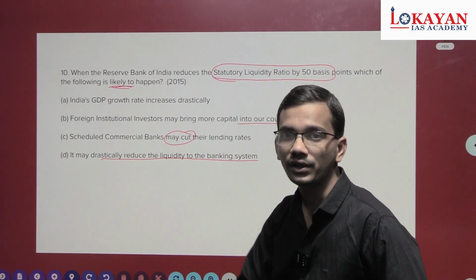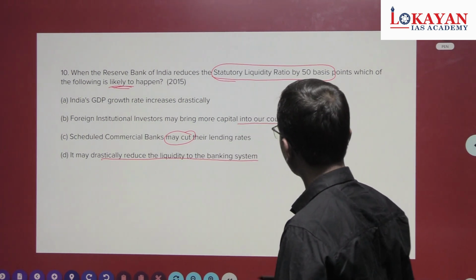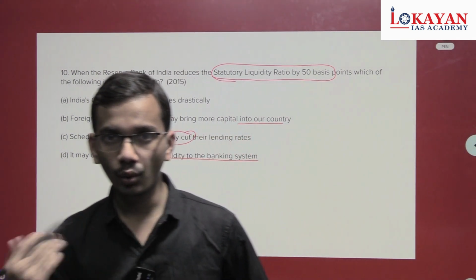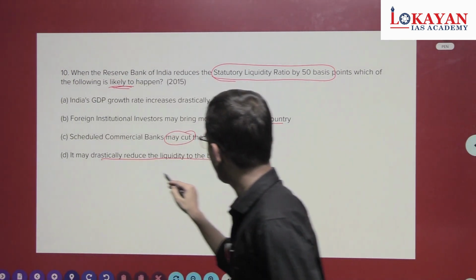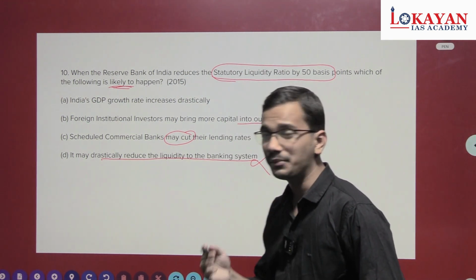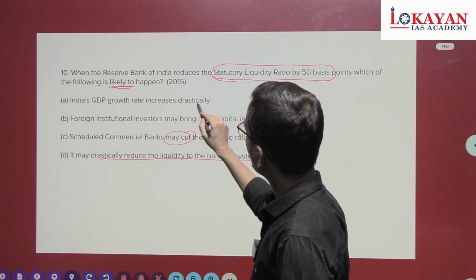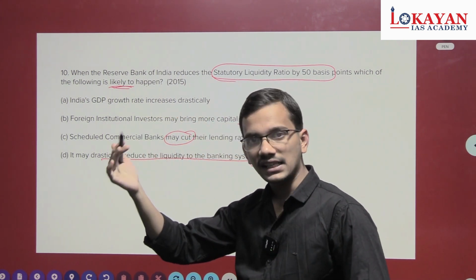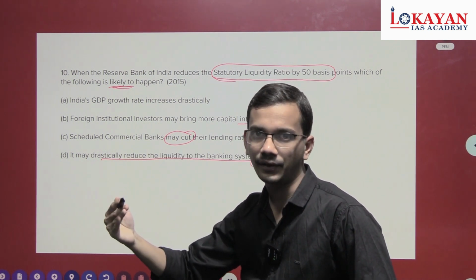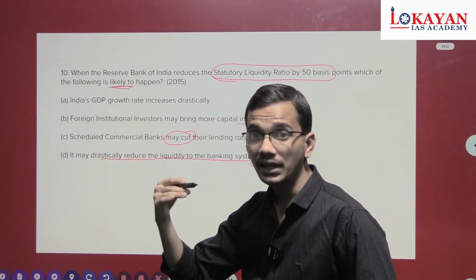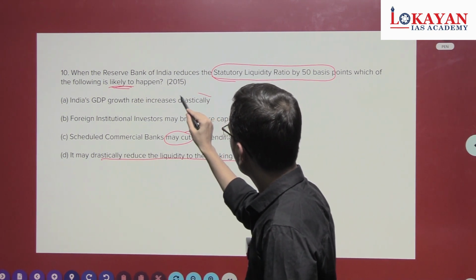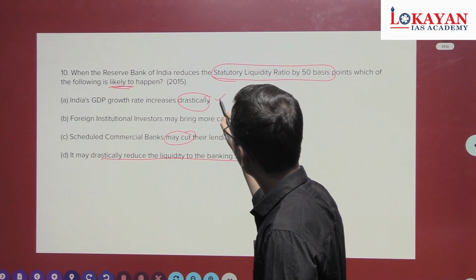SLR reduction means which policy? Expansionary monetary policy. SLR has reduced, so banks have more money to lend. So saying it may reduce liquidity to the banking system is a very incorrect statement. Eliminate. India's GDP growth rate increased drastically. See, SLR reduced, more creditability, more economic activity. So GDP will improve, but will it improve drastically? No. This keyword makes this statement wrong.